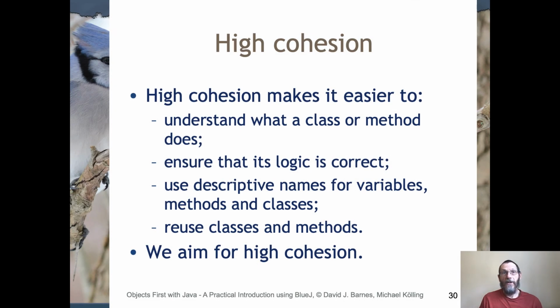Aiming for high cohesion, therefore, we'll find it much easier to understand what a class or a method does. And because it's doing one overall logical task, it's much easier to ensure that the logic of that class or that method is correct. There's not the potential for interference from the requirements of different elements within the class or the method. It allows us to pick variable names, method names, class names that are more clearly descriptive of what the overall task is that's being achieved by that particular unit.